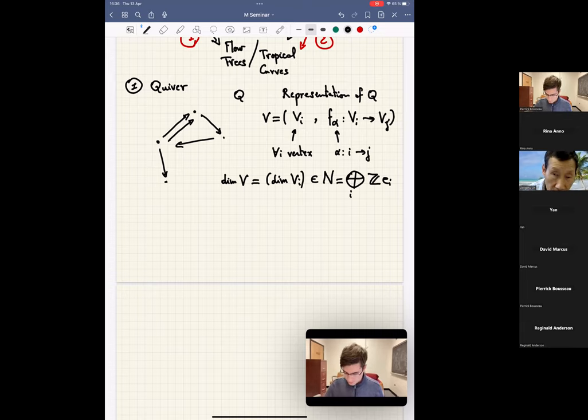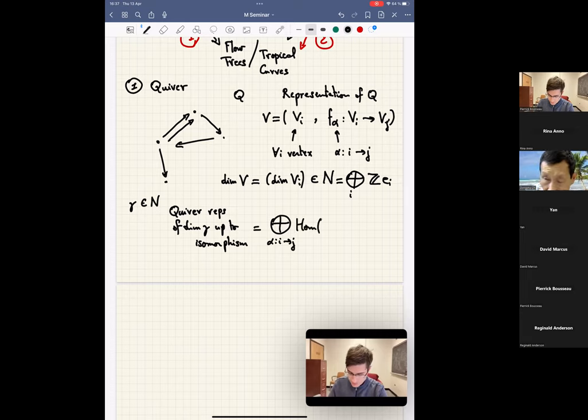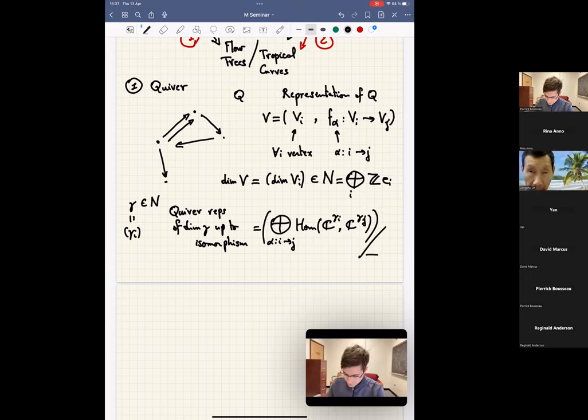where i runs over the vertices of the quiver. If I fix an element, a vector gamma in N, I can look at the space of all possible quiver representations of dimension gamma up to isomorphism. And this is quite easy to describe. By definition, in a quiver representation, I have a linear map for each arrow. So for each arrow alpha going from i to j, I need a linear map from a vector space of dimension gamma_i to a vector space of dimension gamma_j, where gamma_i are the components of gamma. But I am considering representations up to isomorphism, so you need to divide this big vector space by the action of a group, which is the product of general linear groups attached to the vertices.